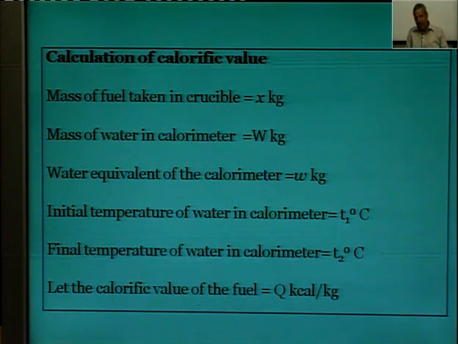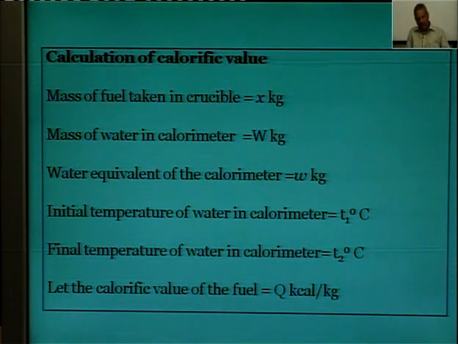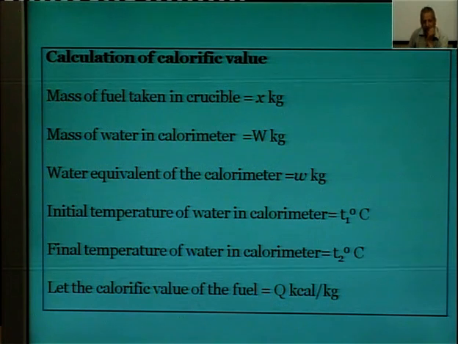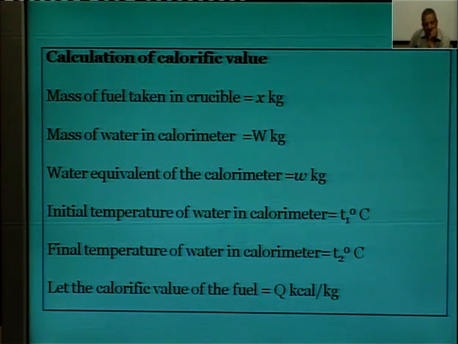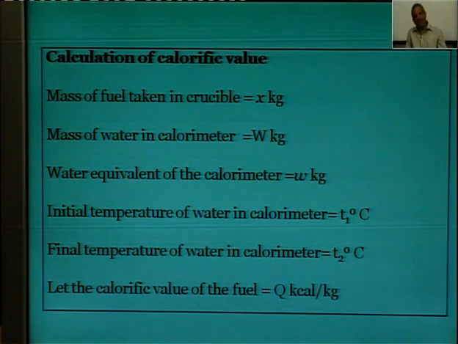Water, in which we will place the bomb calorimeter. The water equivalent of the calorimeter is always written on the bomb calorimeter. So, the initial temperature of the water in the calorimeter is T1 degree centigrade. For example, today's temperature is 25 degree centigrade. Ultimately, the temperature of water is also 25 degree centigrade.